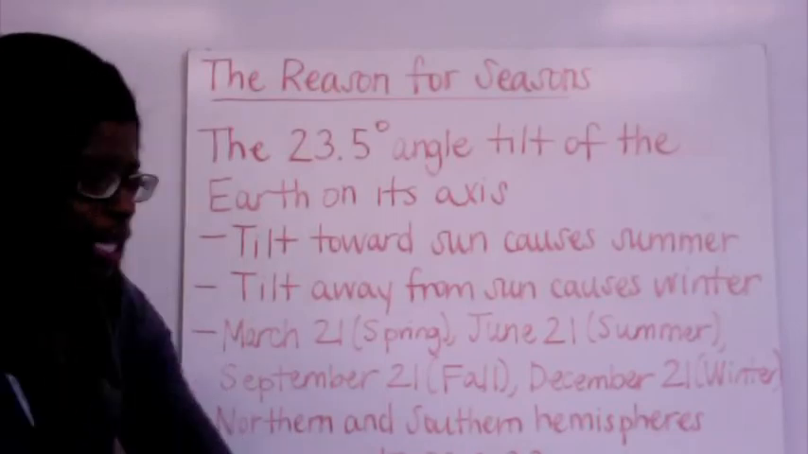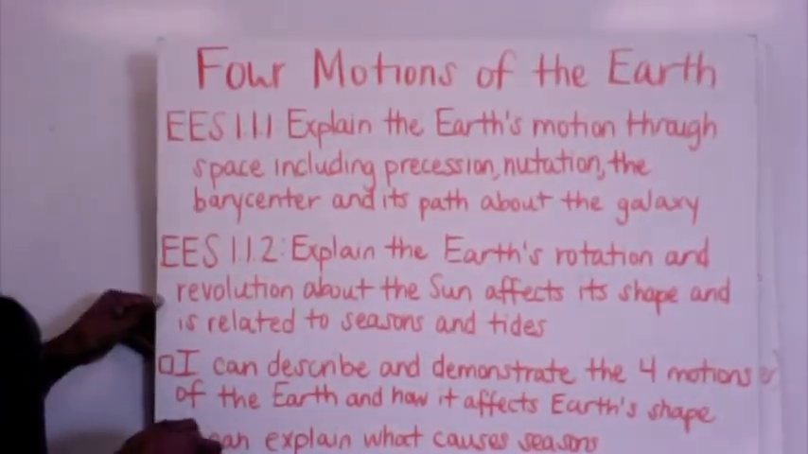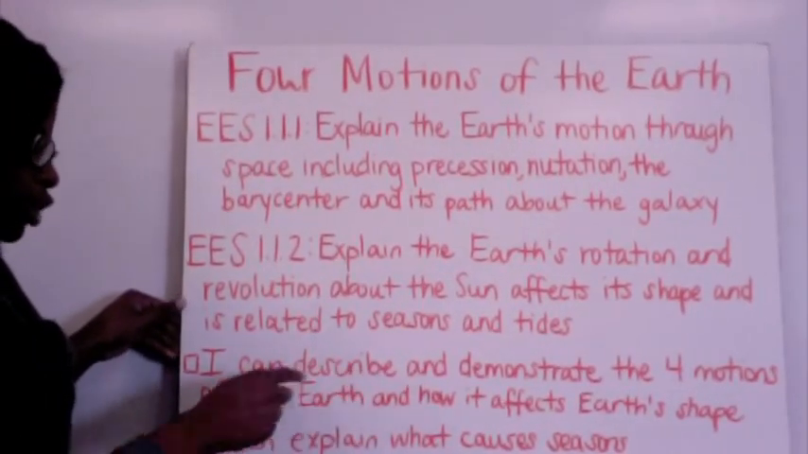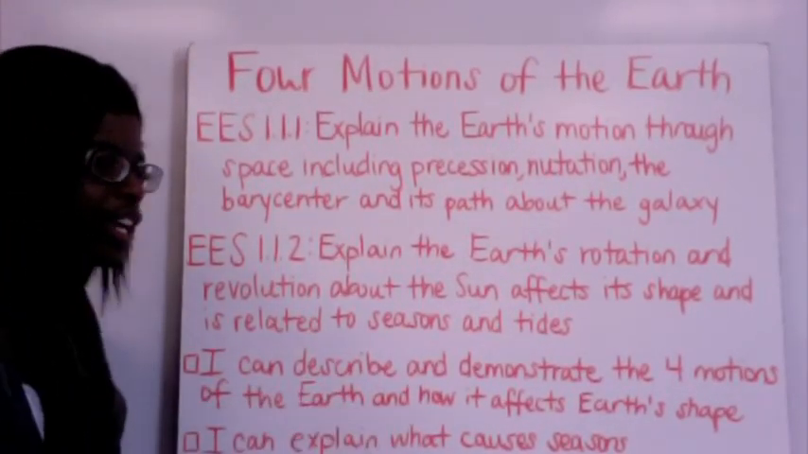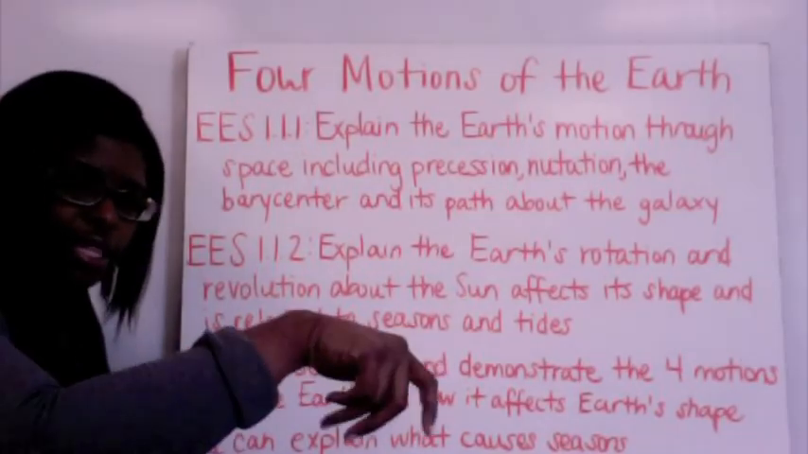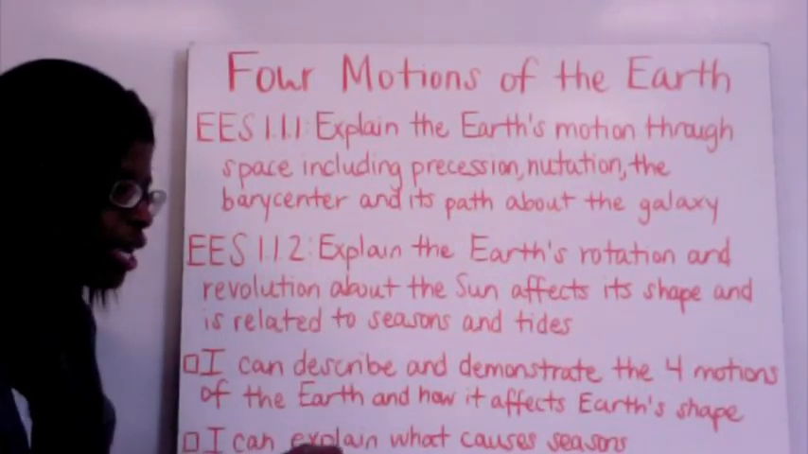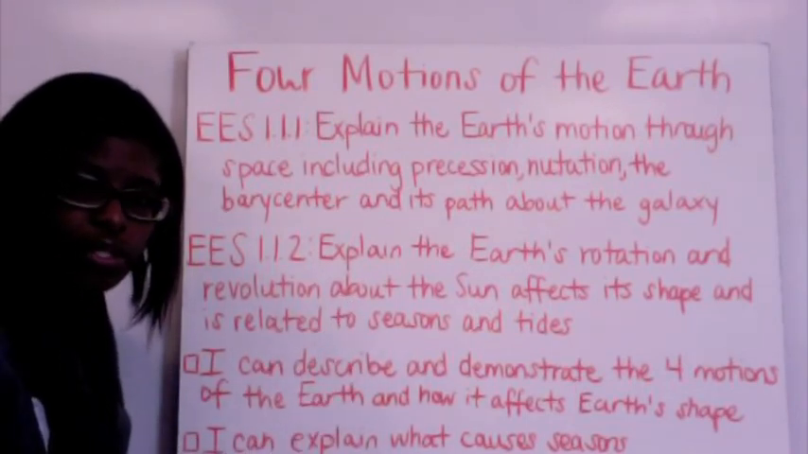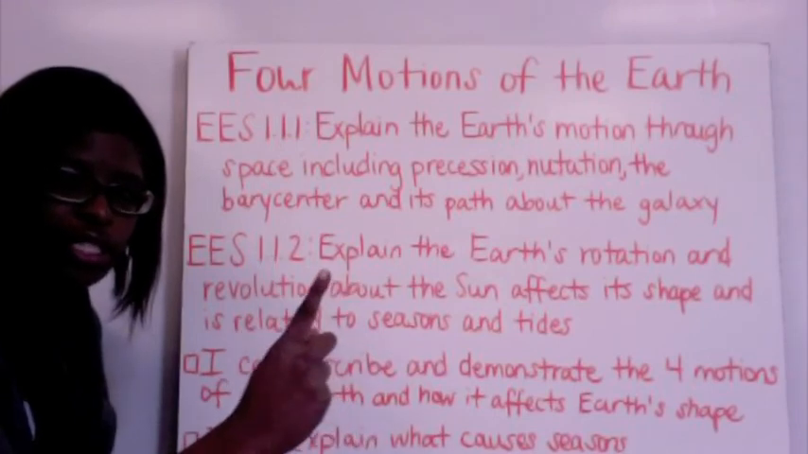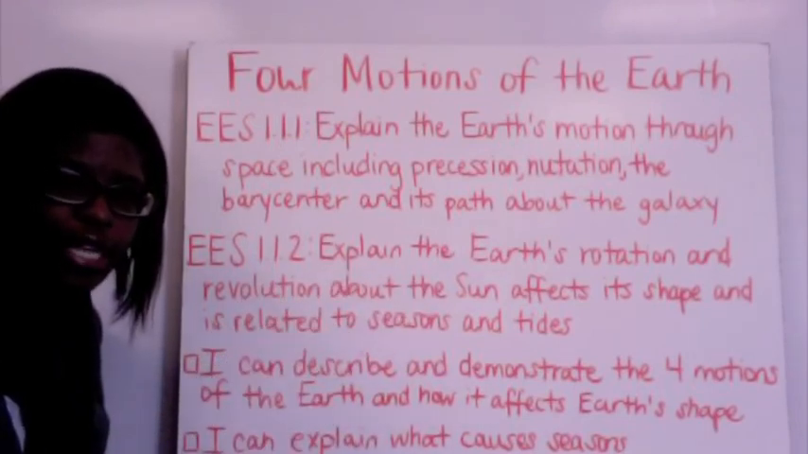So we're going to go back to that original board. You should now be able to describe and demonstrate the four motions of the Earth and how they affect the shape. So remember, the first one is precession. That's like if I take the top and I spin the top, that motion that's going around is a precession. And then the second one is nutation. Nutation is, once the precession is occurring, a vibrating force that's also occurring at the same time when the Earth is on its axis.